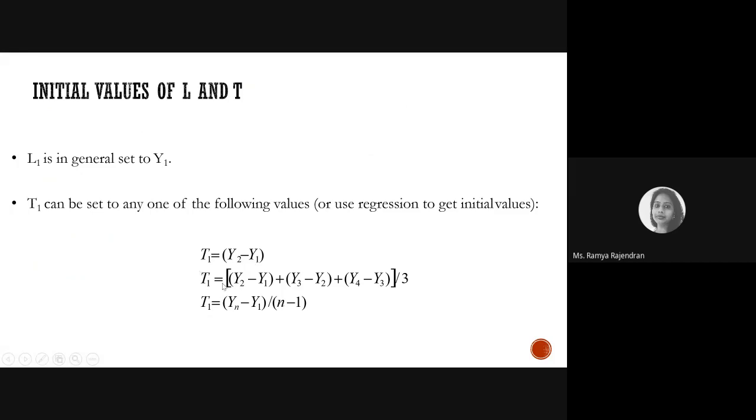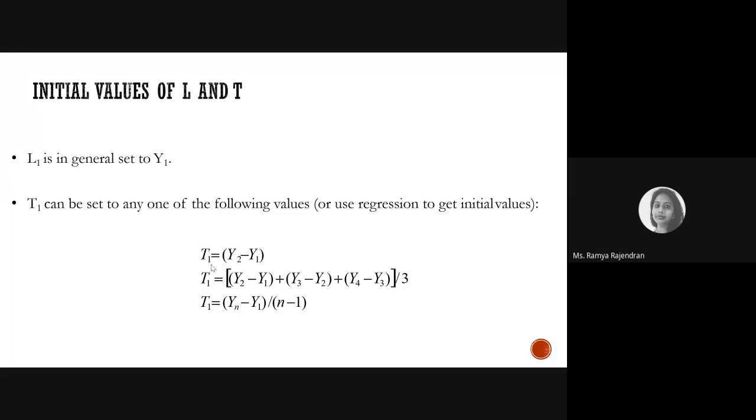T1 is equal to that; you can either take the last two values, or you can take the last four values. In that case, you have to take an average of that. Or you can take any n number of values and take an average by dividing by n minus 1, the same thing. So when n is equal to 4, you get this formula. That's how you get the initial values of L and T.